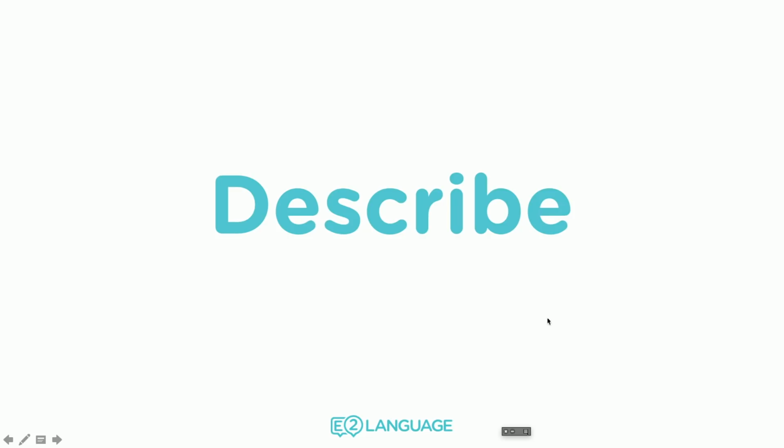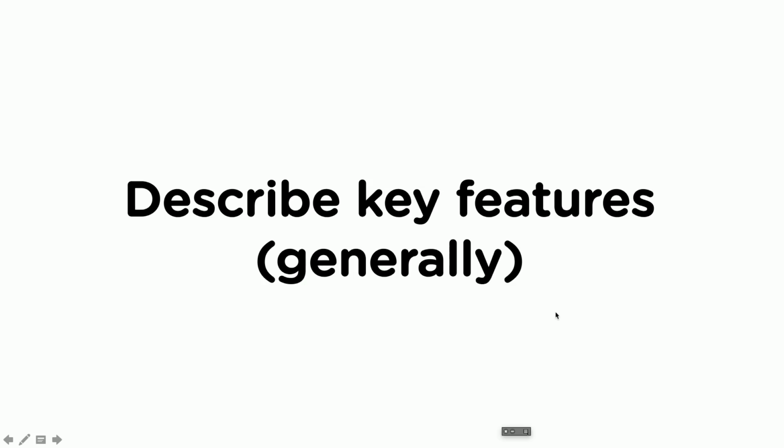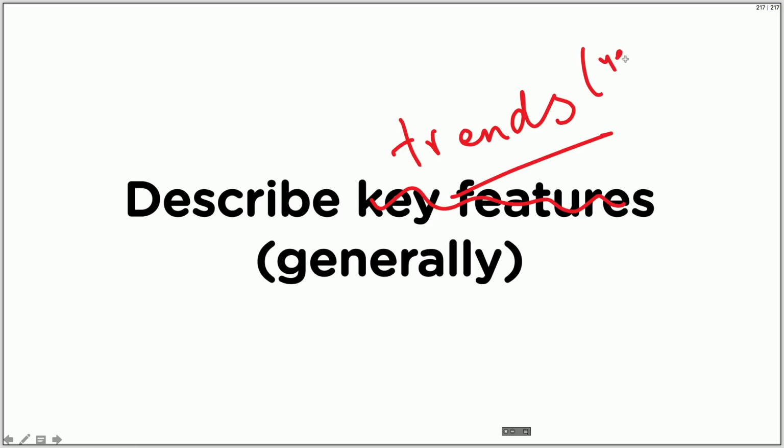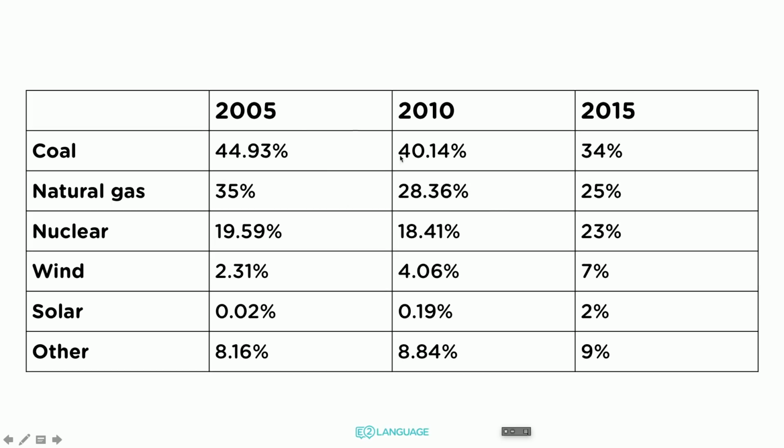Let's move on now to, well, now it's increasing in difficulty. The first part's relatively easy. Now we need to describe the data. Key features or trends. In this one, we're going to describe trends, and I'll talk about the difference between key features and trends. Basically, trends will include years, okay? And key features won't include years. So in fact, because this has years, we're describing trends.